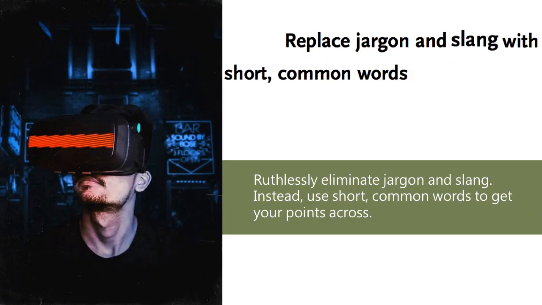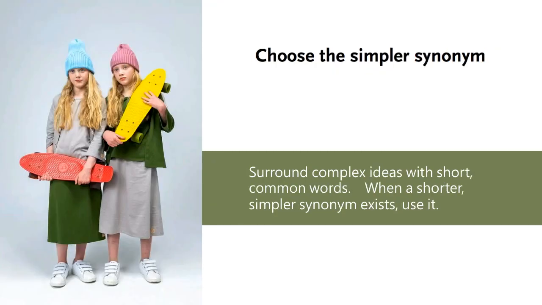Then the next is to replace jargon and slang with short or common words. It is said that if you need to fall back on industry-specific jargon phrases to get your point across, then you don't know what you are talking about as well as you think you do. Then the next is to choose the simplest synonym. Surround the complex idea with short, common words. When a shorter, simpler synonym exists, just use it.